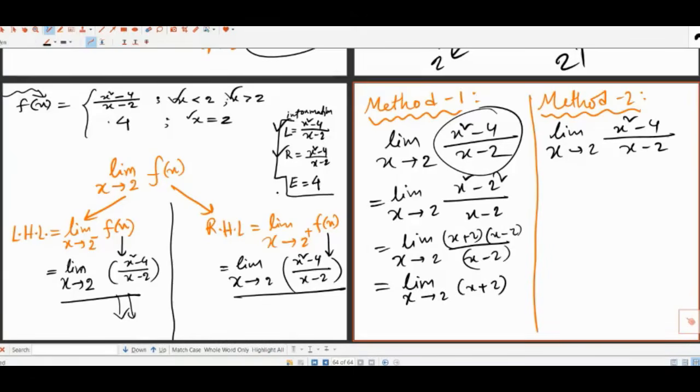Now the time is to input x. So 2 plus 2, we are getting 4. So the left hand limit is 4. This is the method called algebraic manipulation.